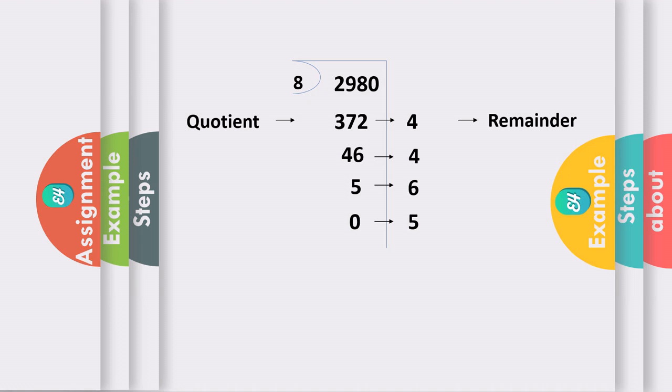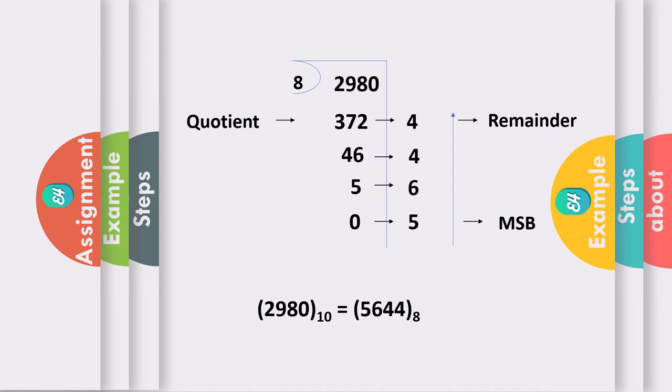Now making a note of all these remainders in reverse order, I get the answer as 5644. This is the octal equivalent of the given decimal number. This was for integer numbers.